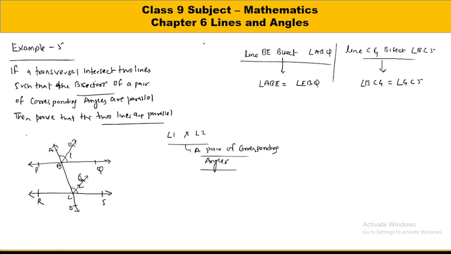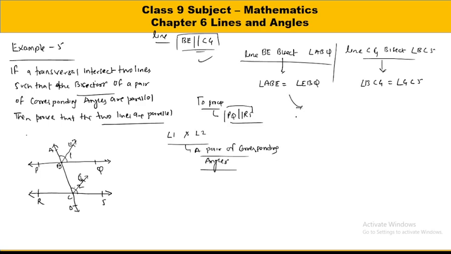Before this, they have also given that these bisecting lines, line BE is parallel to line CG. Line BE is parallel to line CG is also given in the question. What we need to prove? We need to prove that PQ is parallel to RS. That is the question we have to solve. Now, whatever is given, we will continue with this.